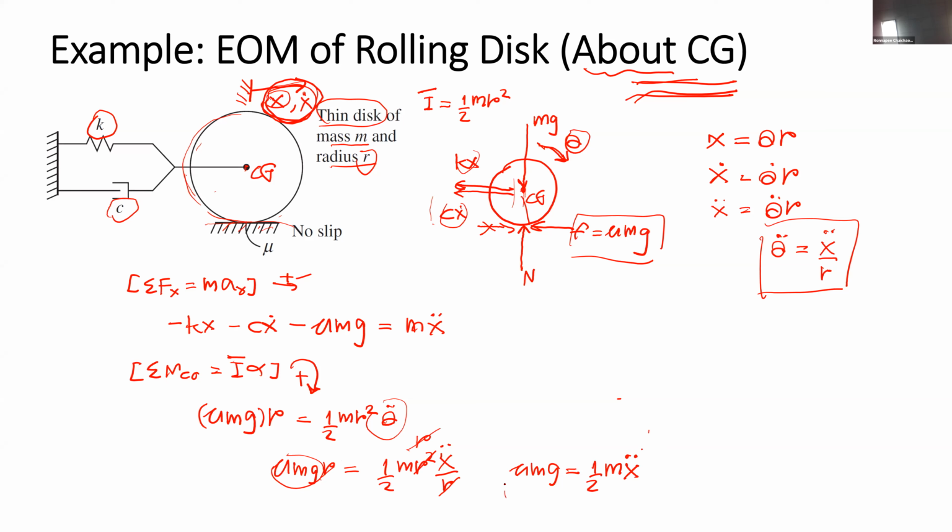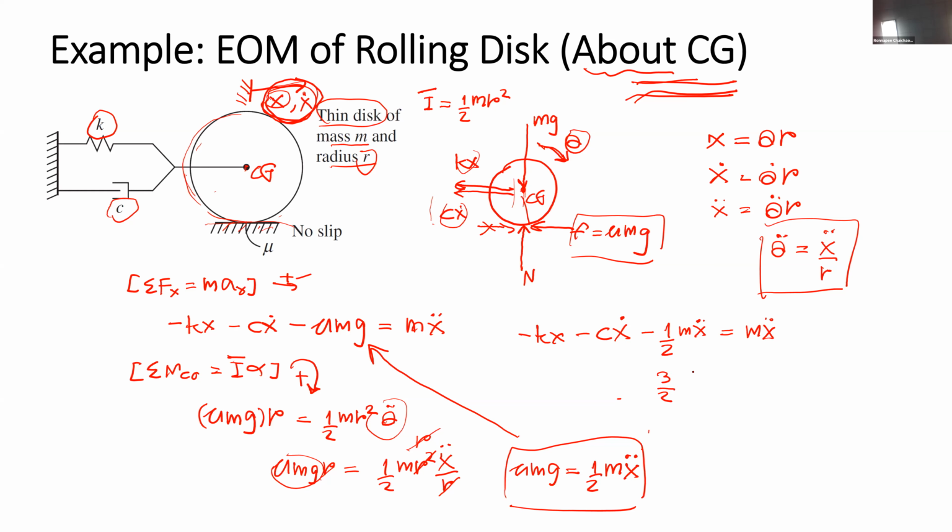Okay, so from here, we're going to put the mu mg here. And what we get is minus kx minus c x dot minus 1/2 m x double dot equal to m x double dot. And finally, we have 3/2 m x double dot plus c x dot plus kx equal to 0.